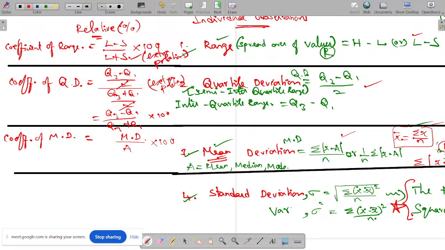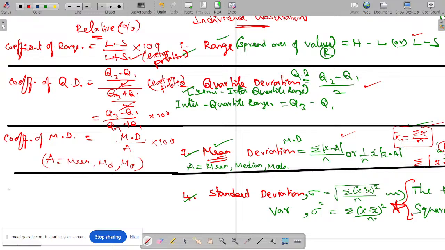How did you find your percentage marks in 10th, 12th and all? You add all the marks, divide by total marks. Dividing by total marks is for the value you are comparing this with. So you're comparing this with the A value. For this A, what is the deviation? That's why you divide by A into 100. What can this A value be? It can be mean, it can be median, or mode. Is it okay?